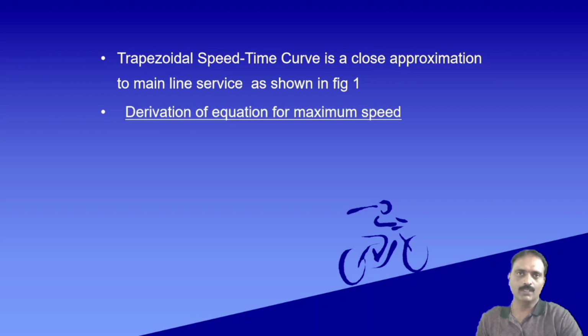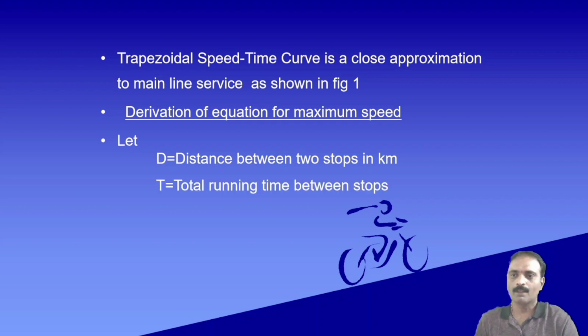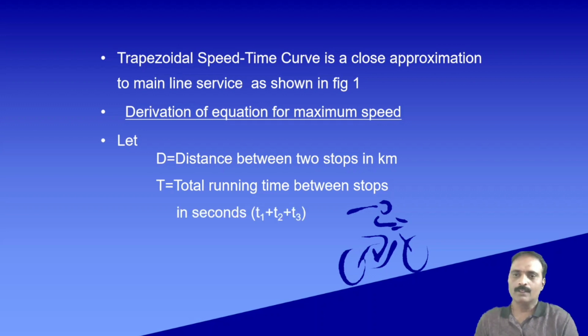So let us derive an equation for the maximum speed of this simplified trapezoidal speed time curve. For that we need to consider certain parameters. D is the distance between the two stops in kilometers. These units are compulsory, we have to use the same units. For example, when you solve a problem, if the distance is given in meters, you have to convert it into kilometers, because the derivations we are going to do are based on these units only. And T is the total running time between the two stops, which is the time of acceleration t1 plus the time of free run t2 plus the time of retardation t3, in seconds.